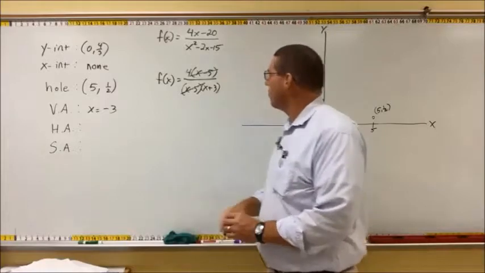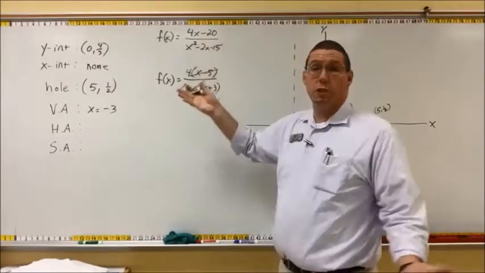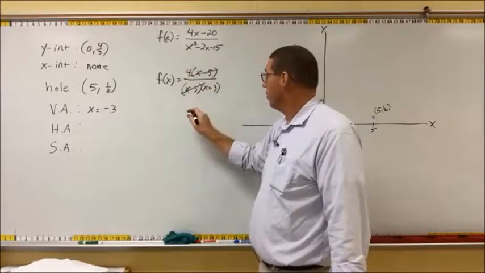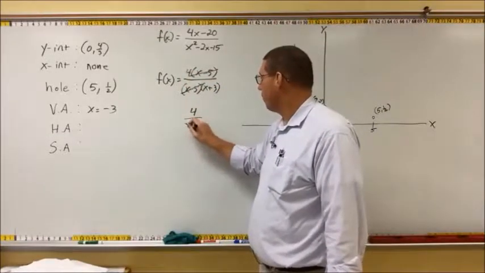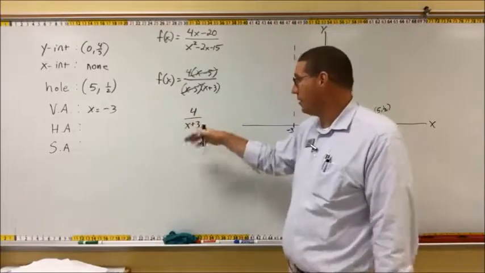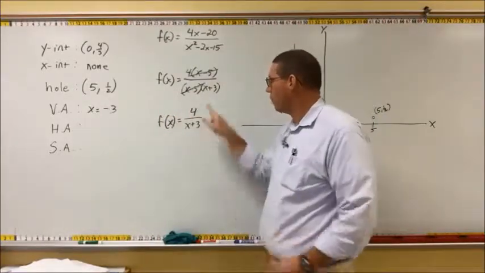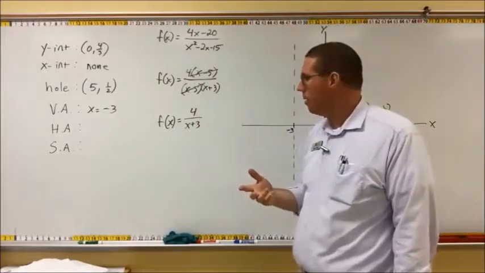For the horizontal asymptote, we can look back at the original function. We don't have to worry about the crossed out part. We can look at the revised function here, 4 over x plus 3, and it'll still work. In fact, let's go ahead and do that. Our revised function here, after crossing out the hole, is 4 over x plus 3.